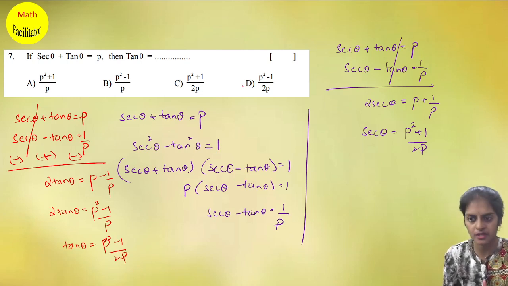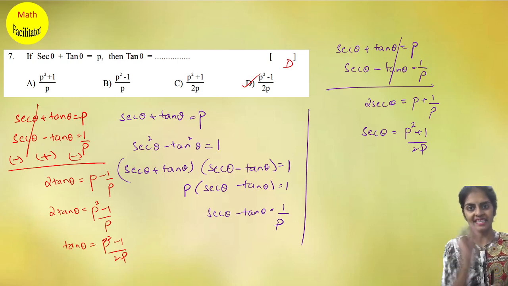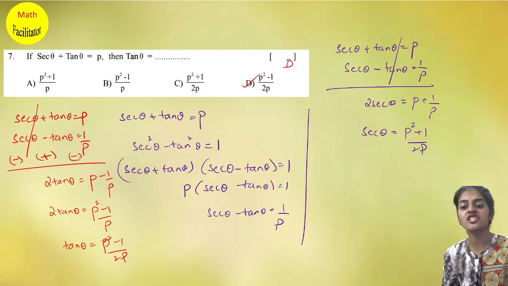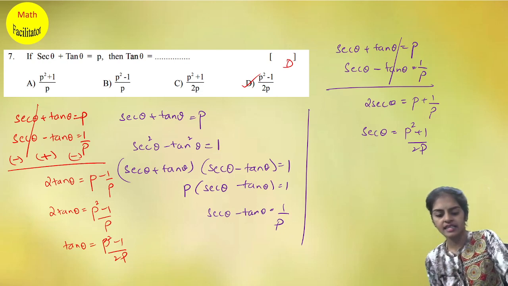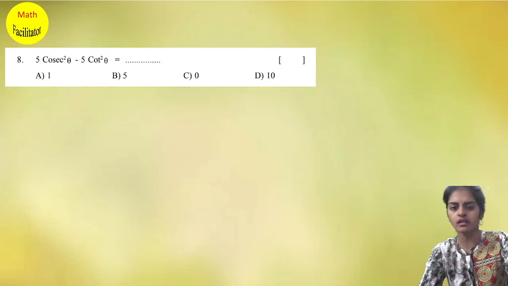So where is the option? Option D. I will share these questions in the form of a test for you on the Math Facilitator website. So do attempt the questions again and try to do it by yourself. If you have any doubts, I will share these notes also on the website, so you can open the notes, click it and check where you are making the mistake. So two ways you can use the website.